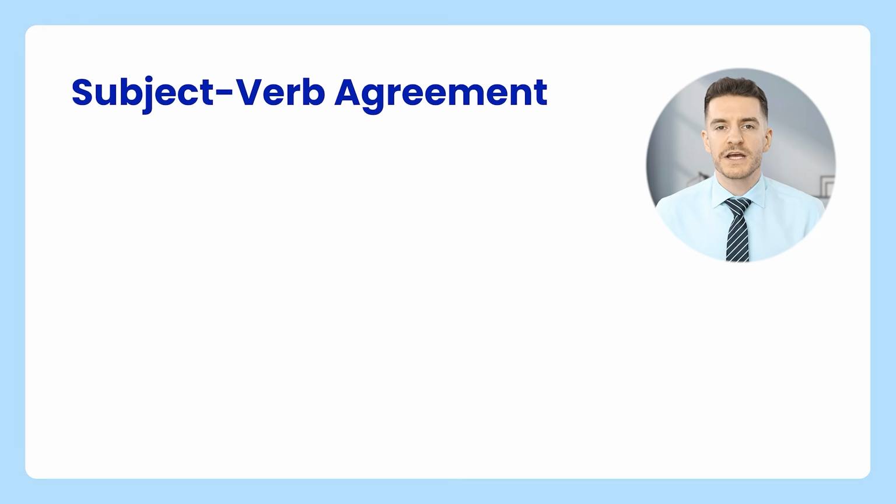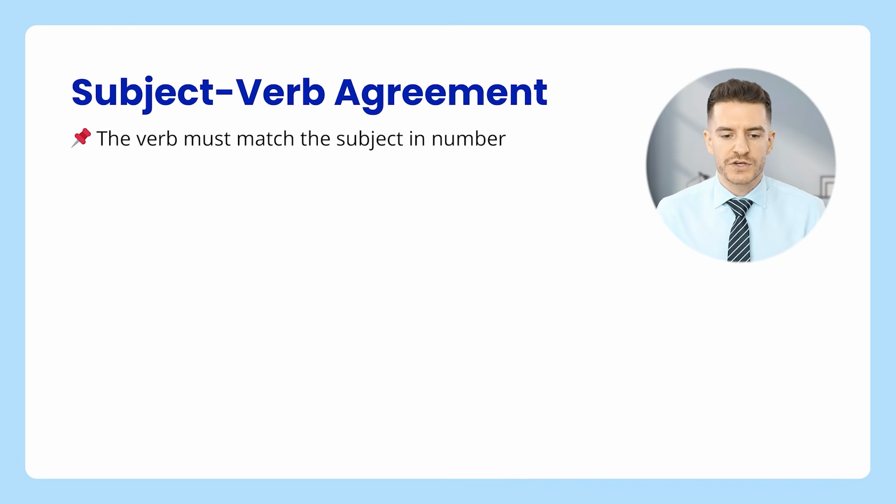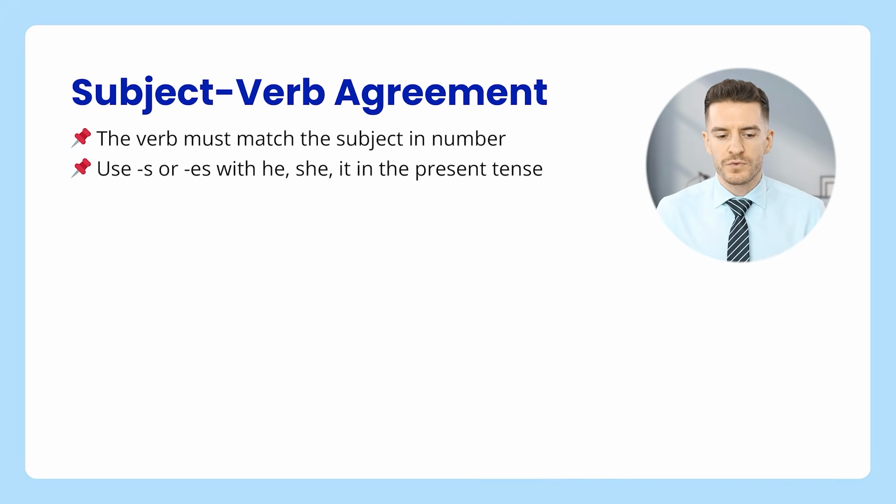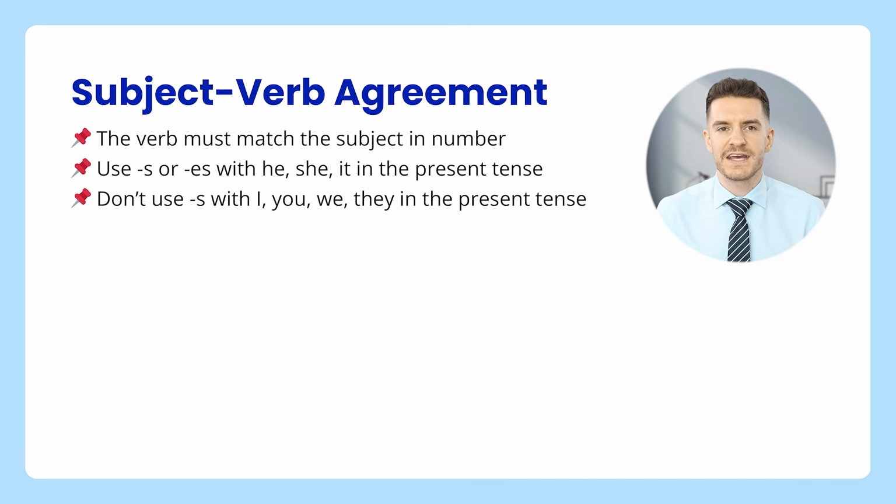Now, when it comes to subject-verb agreement, this is mainly relevant for the present tense, if you're making a sentence with the present tense. So, subject-verb agreement simply means the verb must match the subject in number. So, for example, if you've got 1 singular noun, well, you need a singular verb. However, if you've got a plural noun, you'll need a plural verb. So, for example, you'll need to add S or ES with he, she, or it in the present tense, but we don't use S with I, you, we, or they in the present tense.